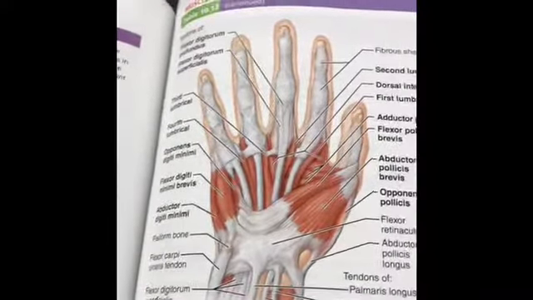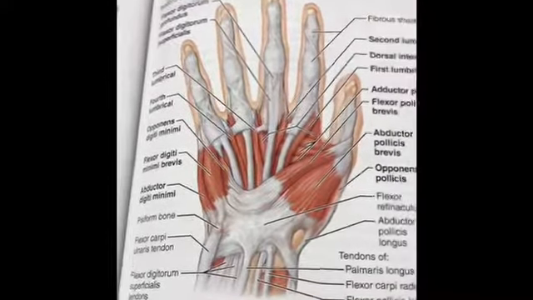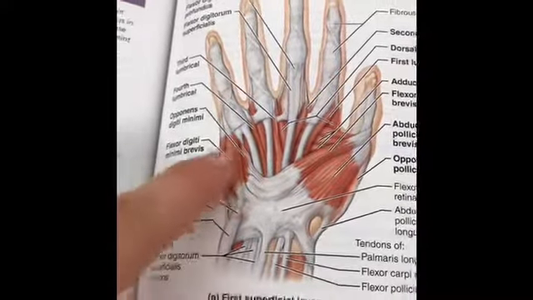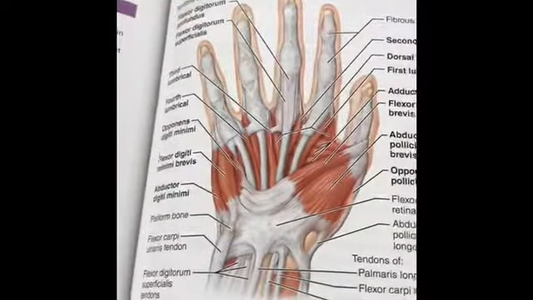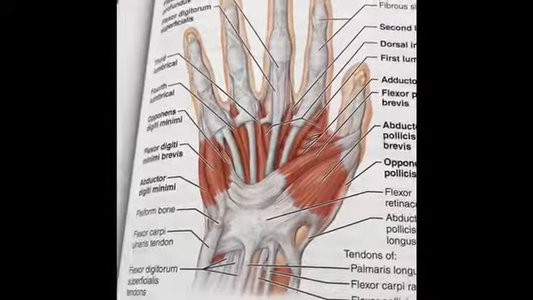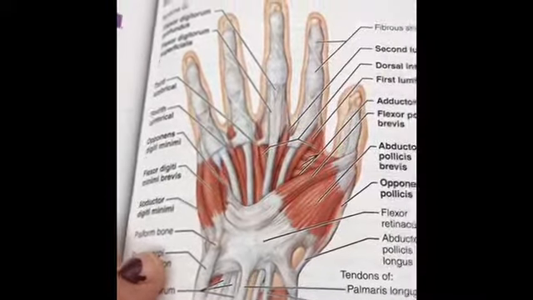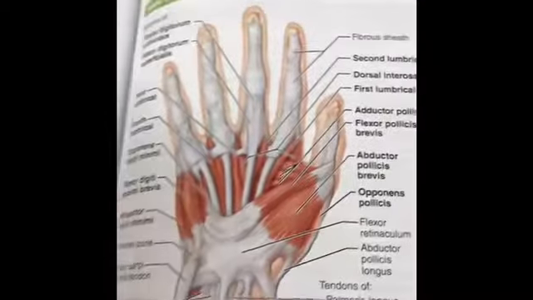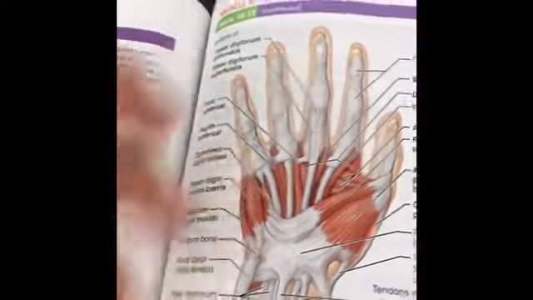The abductor digiti minimi is here. The origin is the pisiform bone. The insertion is the medial side of proximal phalanx of the little finger. This abducts the little finger.